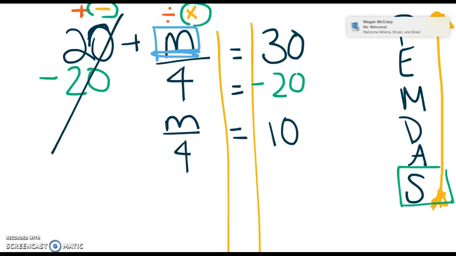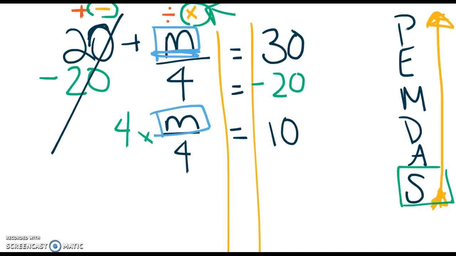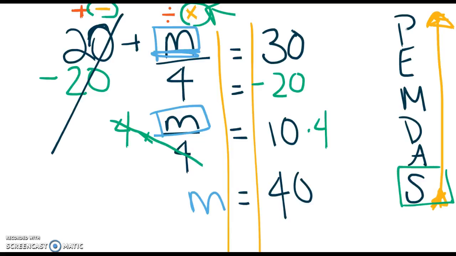Now, how do I get rid of that 4 in order to isolate or get this m by itself? Well, right now it's being divided, so I know that I need to multiply it. And I'm multiplying it by 4 because now we know that 4 divided by 4 gives me 1, which leaves me with the m by itself. But if I multiply by 4 on the left side, it means that I also need to multiply by 4 on the right side. And I'm left with m equaling 40.